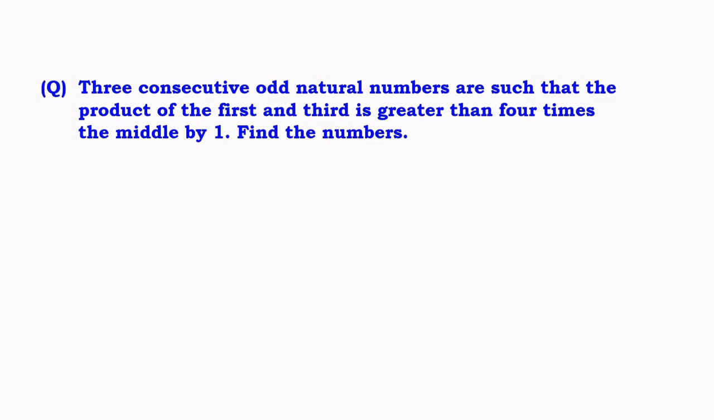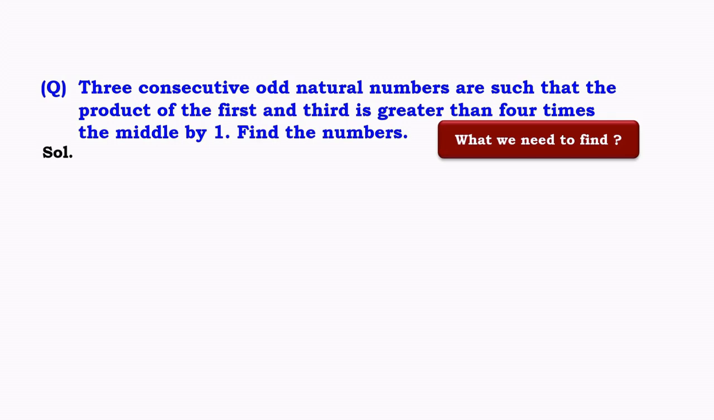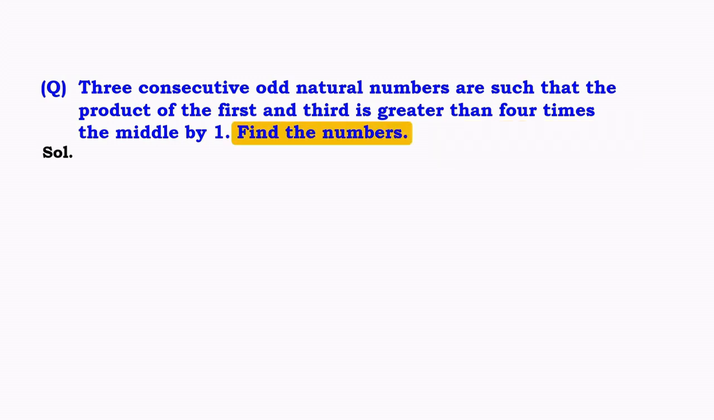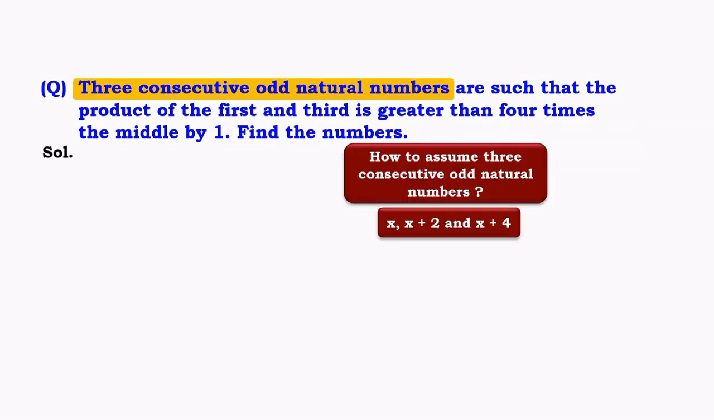Let us read the question. Three consecutive odd natural numbers are such that the product of the first and third is greater than 4 times the middle by 1. We have to find the numbers. In this question, we need to find three consecutive odd natural numbers. Since odd numbers increase by 2 each time, we can represent the three consecutive odd numbers as x, x plus 2, and x plus 4.